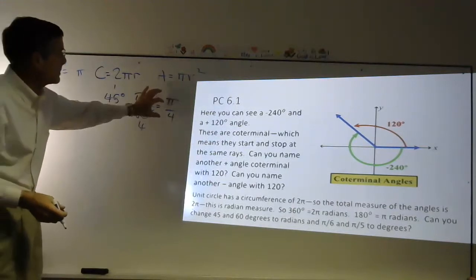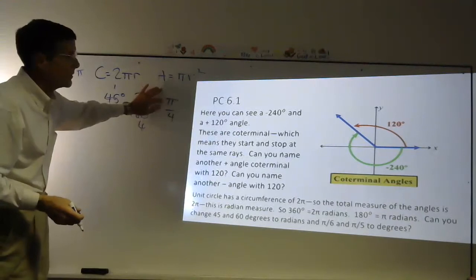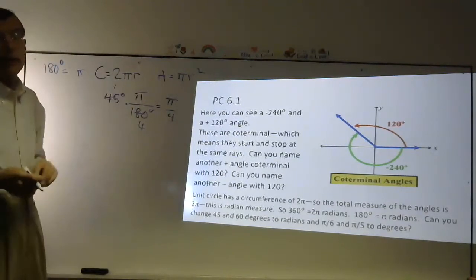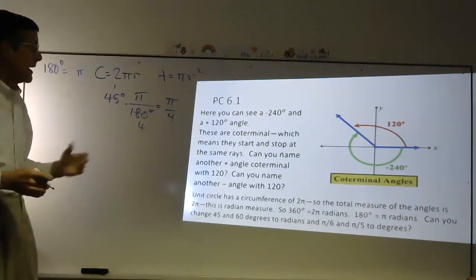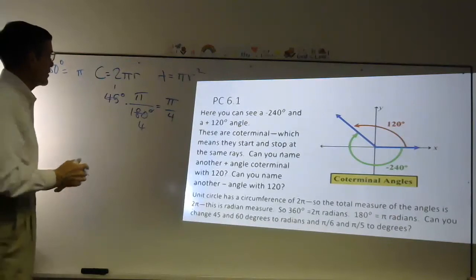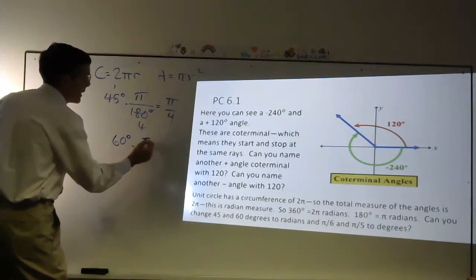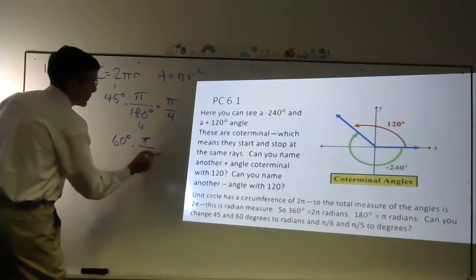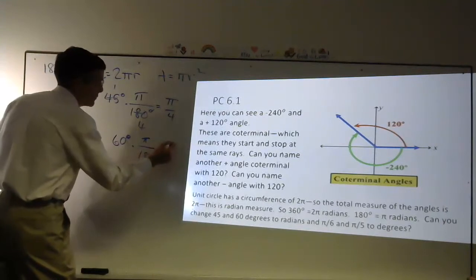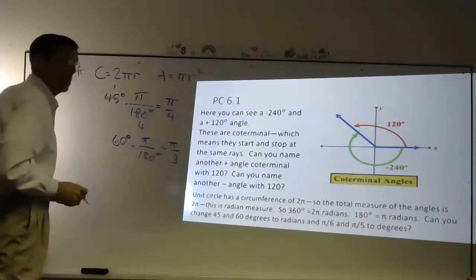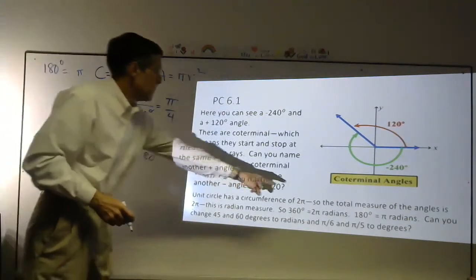A lot of mathematicians leave the answer like that. You can take 3.14 and divide it by 4 if you like. I don't care. But that's changing degrees to radians. How about 60 degrees? Do the same thing. 60 degrees times pi over 180. The degrees are going to cancel. 60 into 180 is 3. Pi over 3 radians.